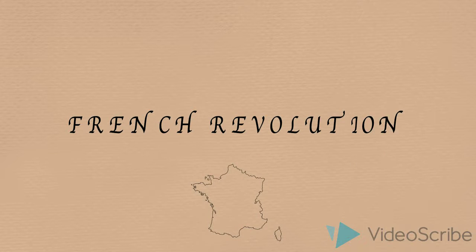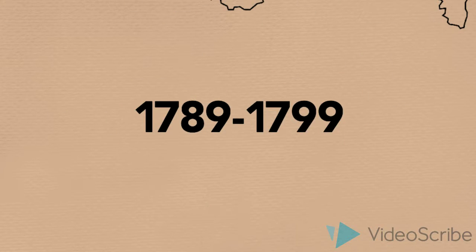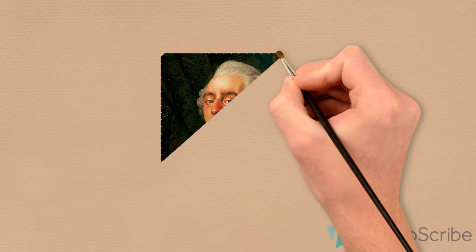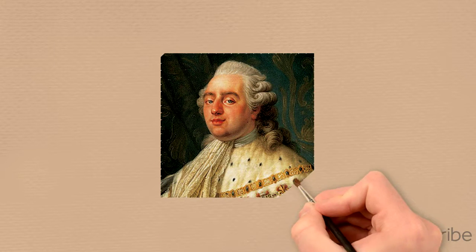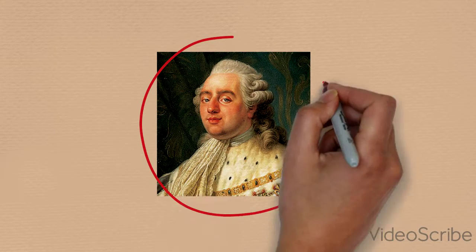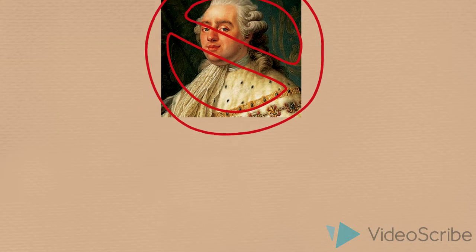The French Revolution was a period of violent and political disorder that lasted from 1789 to 1799, and not only affected France but also European history. In 3 years, the world witnessed the fall of absolute monarchy that had ruled France for centuries.